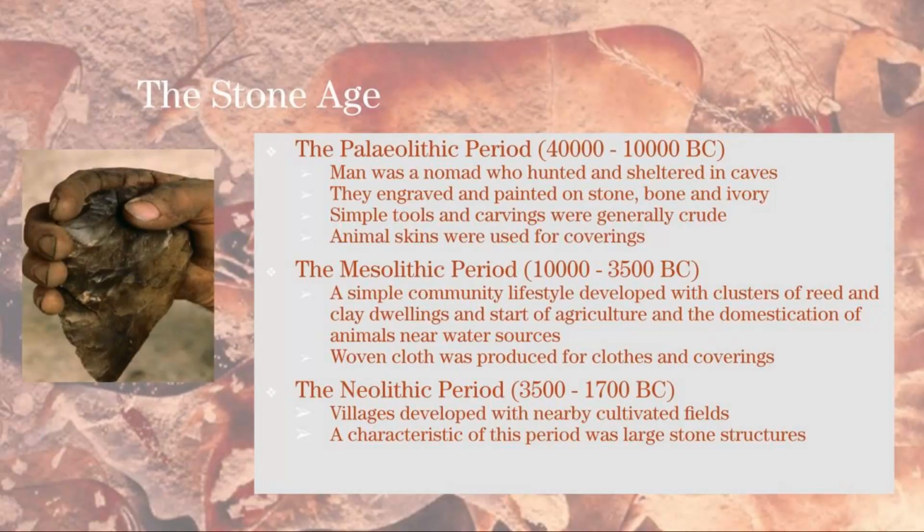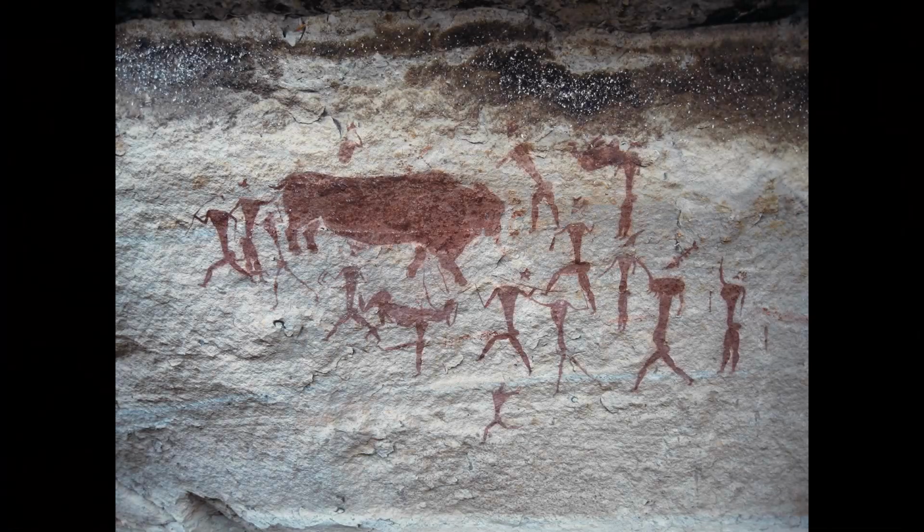During the Paleolithic period, man was a nomad who hunted and sheltered in caves. They engraved and painted on stone, bone, and ivory, and used simple tools. Carvings were generally crude and simplistic. Animal skins were used for coverings. Sand rock art represents the first art created by people.